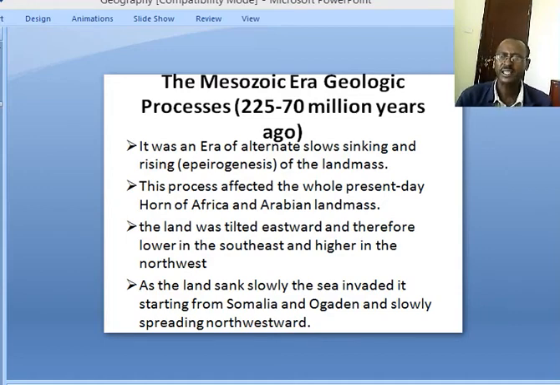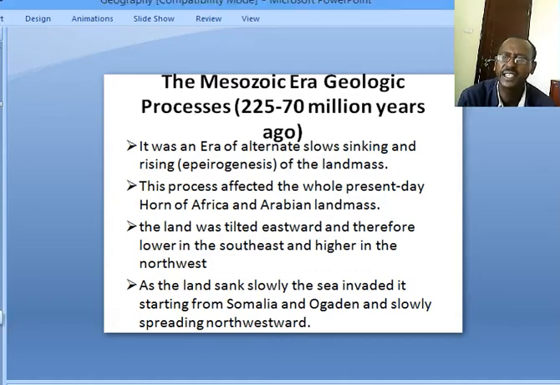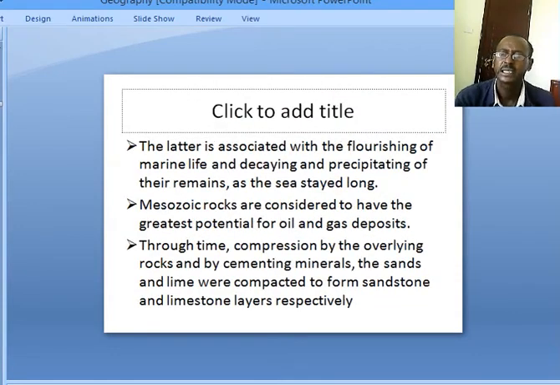As the land sinks slowly, the sea invaded it, starting from Somalia and Ogaden and slowly spreading northeastward. Why? Because it's a lowland, it sinks, so the water from the sea starts to invade it. This is associated with the flourishing of marine life and the decaying and precipitating of their remains as the sea stayed low.